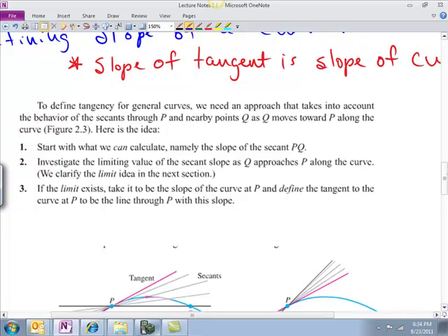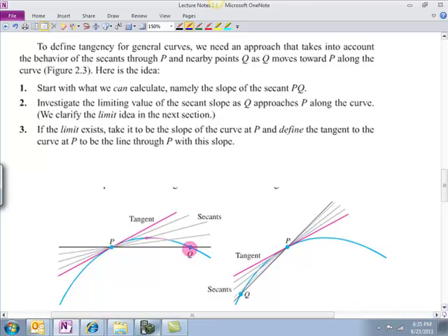All right, it says we need an approach that takes into account the behavior of the secants through P. So they're going through point P and nearby points Q as Q gets closer to P. Okay, so Q's here, but then it's here, and then it's getting closer as we move that secant, if we have different secant lines. Investigating the limit value of the secant slope as Q gets closer to P, that's going to get us the limit.